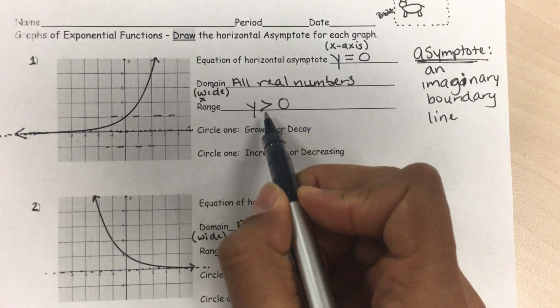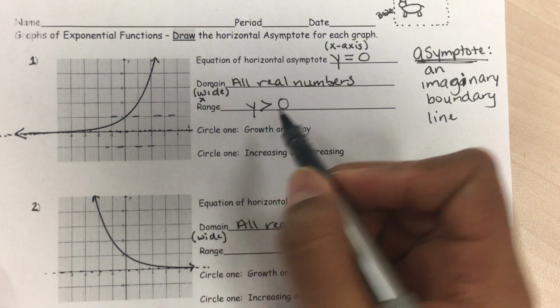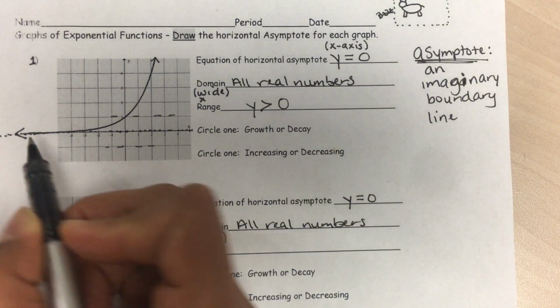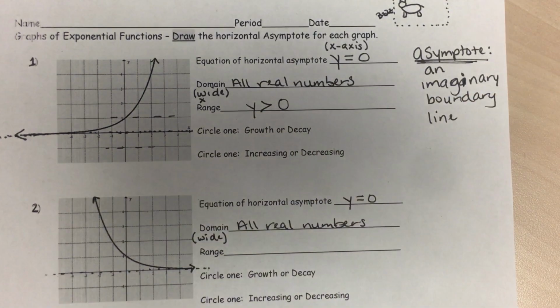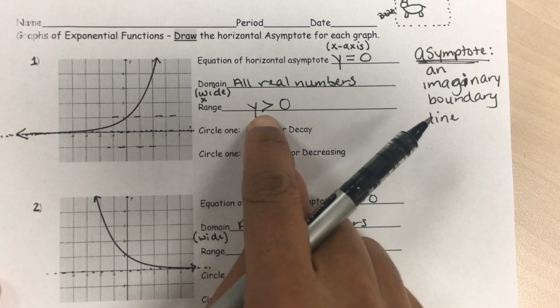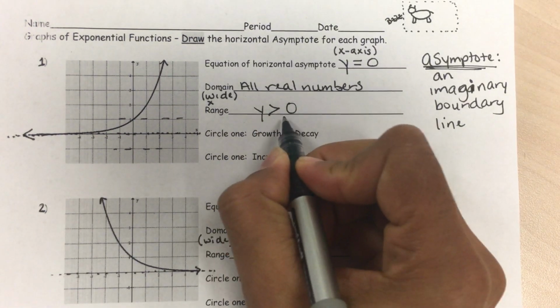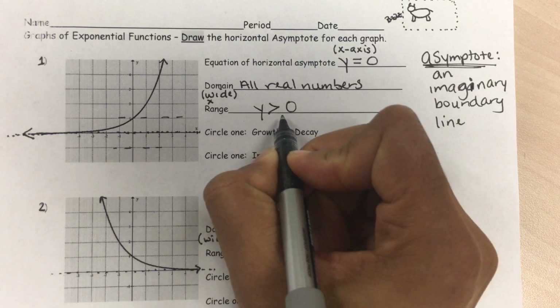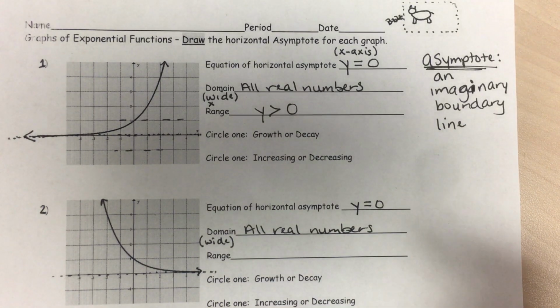All y values that are greater than 0. Do not put greater than or equal to, because remember, it's going to approach this asymptote forever and ever, but it will never get there. So any y value, anything greater than 0, but not equal to. Okay, so do not put a line under that. That's going to be my range.